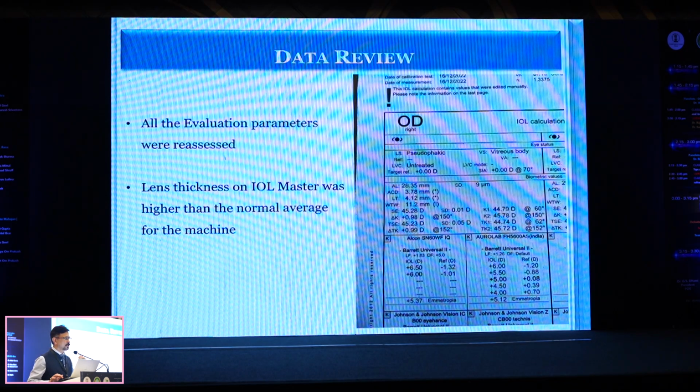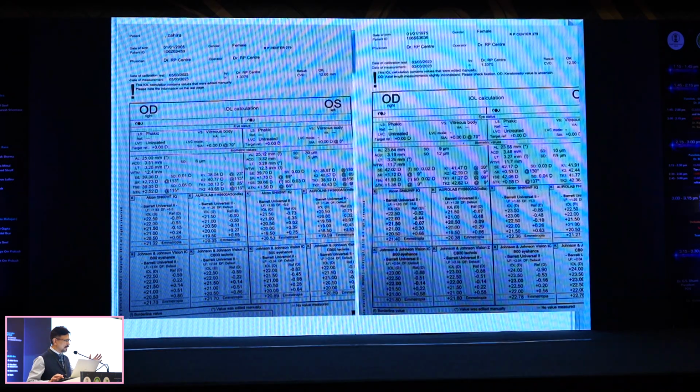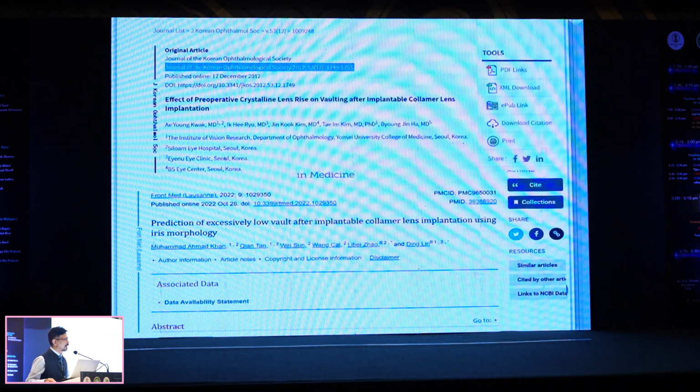So then I wanted to be sure what the lens thickness is in our machine, in normal eyes. We evaluated a lot of eyes and found out that the average was about 3.26 and 3.28. So we felt that 4.12 is very high. And then we tried to analyze the studies, and we found out that there are situations wherein you just don't have to think about white to white and the AC depth, etc.